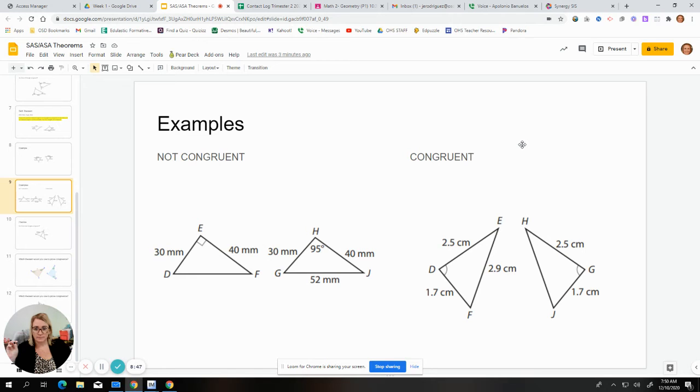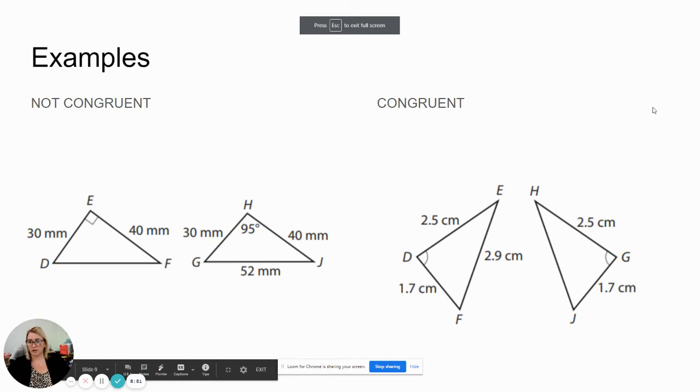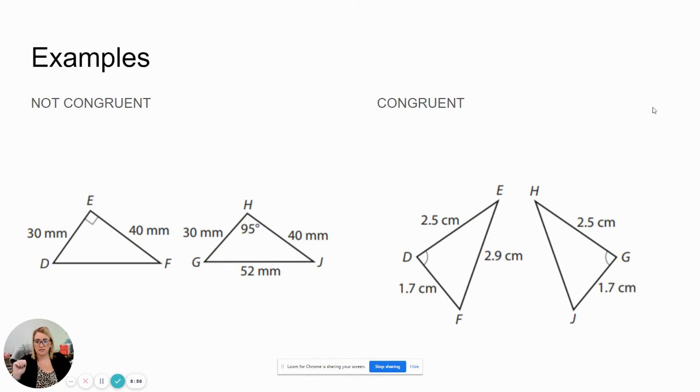All right, so let me pull these ones up a little bit larger. Okay, so we have our not congruent one over here to the side, and then our congruent one should be on the right side. So if we're looking at this, again, we have two sides that are the same, 30 and 30, 40 and 40. But we have a 90-degree angle and a 95-degree angle. And so because of that, we automatically know there is no way that they can be congruent, okay? It has to be everything the same.